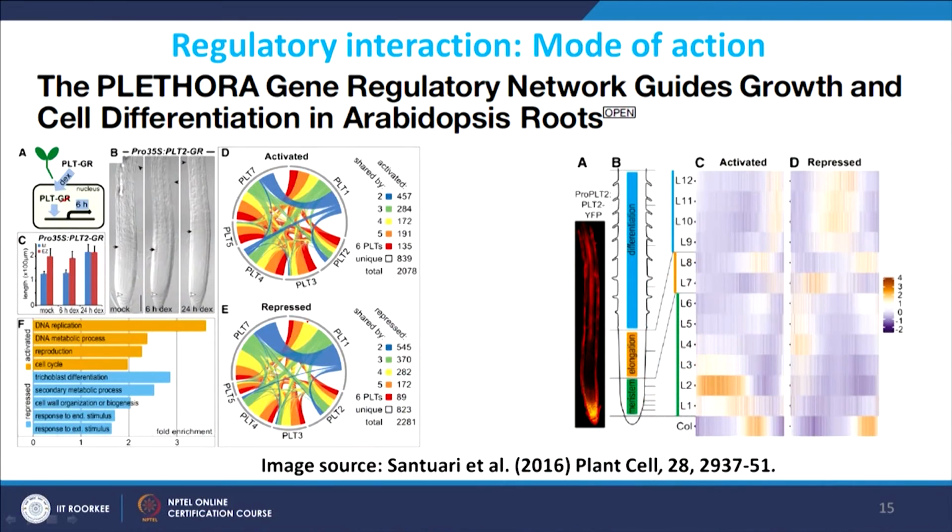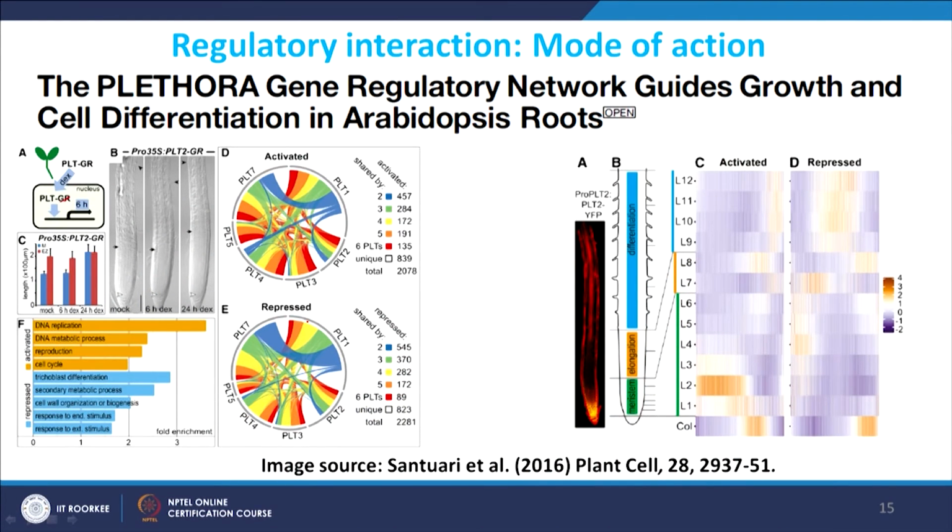So, by doing this, they have basically identified the genes which are shared by 2 PLETHORAs, 3 PLETHORAs, 4 PLETHORAs, 5 PLETHORAs and all 6 PLETHORAs, and they have also identified the genes which are specifically or uniquely regulated by either of the PLETHORAs, either activated or repressed.